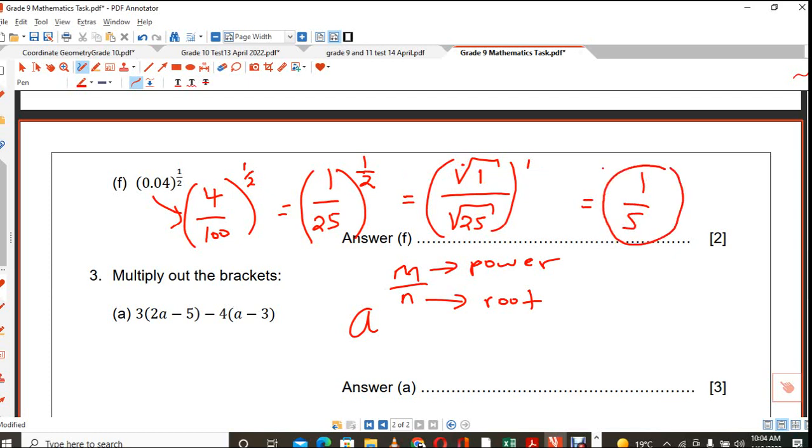But again, I said you can do this with a calculator, you get the mark, and then you don't have to go and stress yourselves.